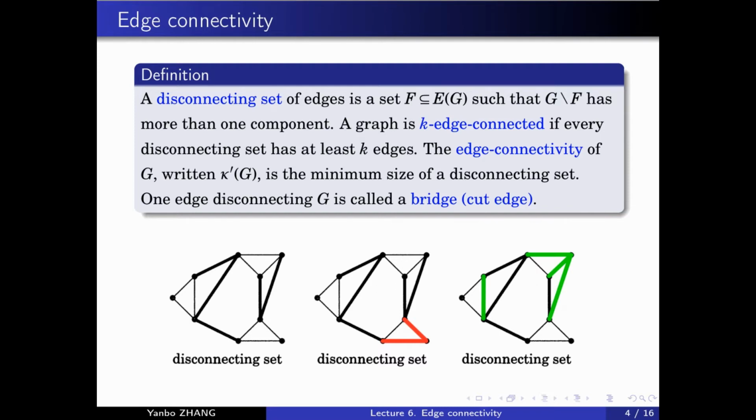So what's the edge connectivity of this graph? The edge connectivity is 2, because if you want to disconnect this graph, you have to delete at least 2 edges. The minimum size of a disconnecting set is 2, so is the edge connectivity.